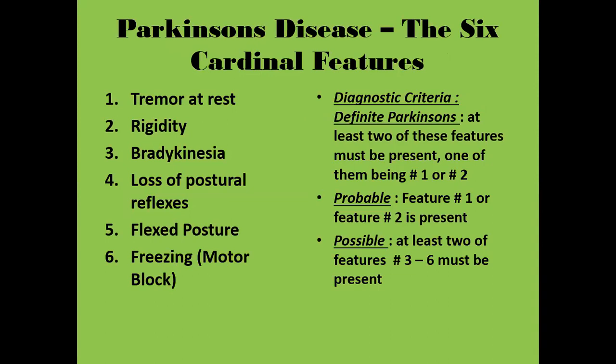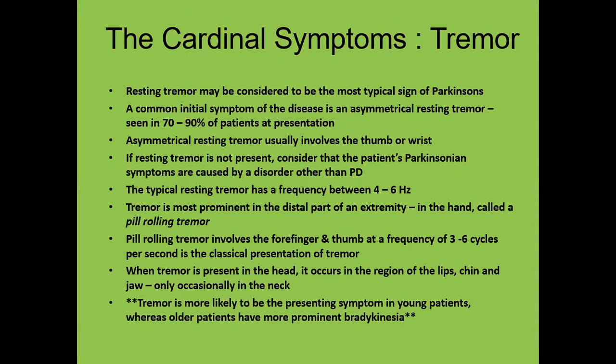Freezing is a motor block that occurs in the body, especially in the upper and lower extremities. Then the cardinal symptom of tremor. Tremor may be considered the most typical sign of Parkinson's. It occurs mainly in the forefinger and thumb, at 3 to 6 cycles per second. It comes on and off. Tremor also occurs in the head, lips, chin, and jaw. Tremor is more likely to be the presenting symptom in Parkinson patients.